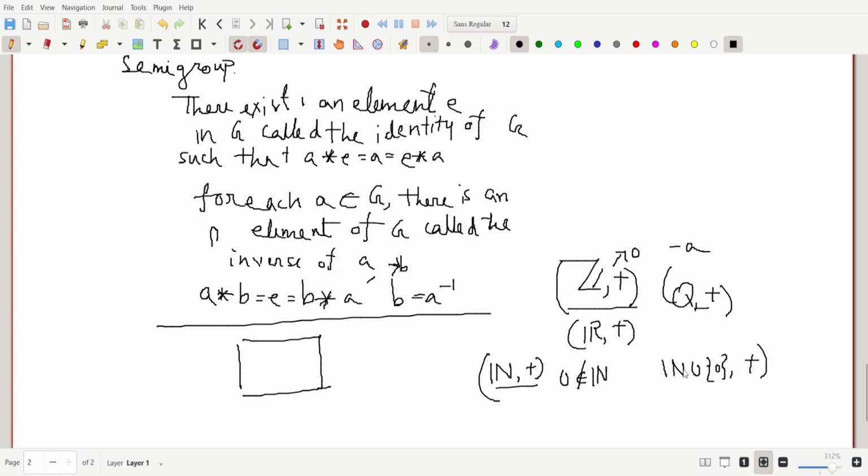It's a monoid. I forgot to say this. If the inverse condition is removed, then it's called a monoid. It's a monoid, but it's not a group because the inverse is not there. The set under multiplication is not a group. It is not a group because the inverse is not there.